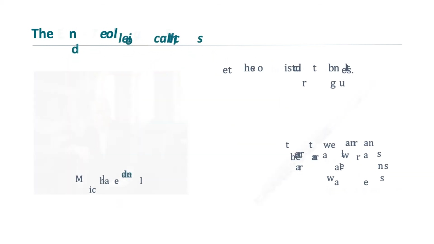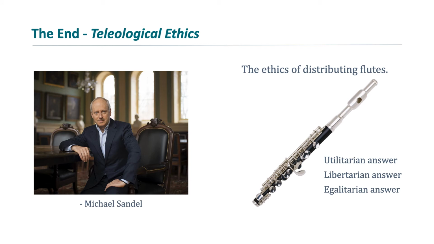Another important concept for Aristotle is this idea of the end. Aristotle's approach to ethics is sometimes called a teleological approach to ethics. So every natural thing has its end that it's working to, or its goal, or its purpose. And to understand this idea, I've gotten a lot of help from the philosopher Michael Sandel. He's an ethicist at Harvard University, and when he talks about Aristotle's approach to ethics, he uses the example of distributing flutes.